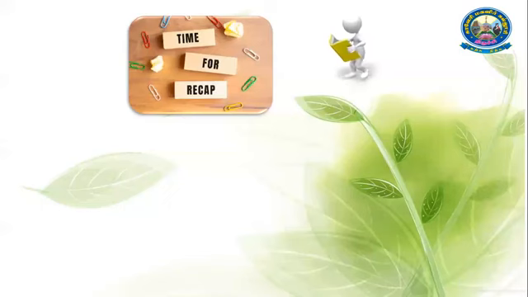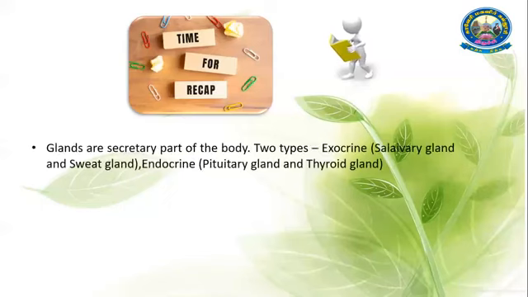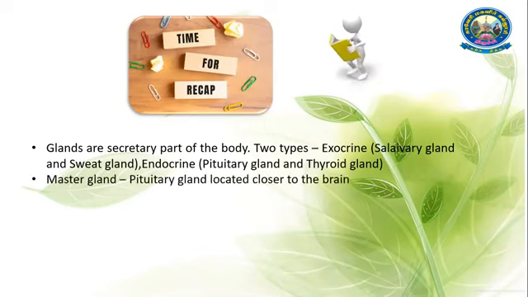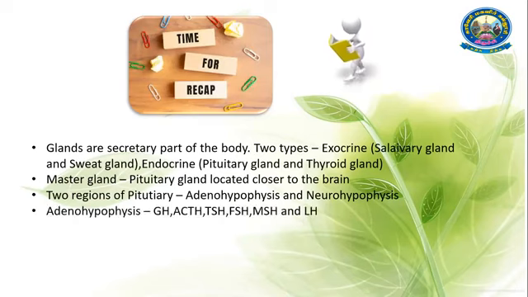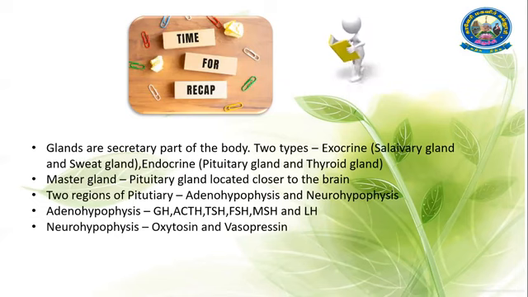It is a time for recap. Glands are of two types, exocrine and endocrine. The master gland is the pituitary gland, which is located closer to the brain. Two regions of the pituitary are adenohypophysis and neurohypophysis. Adenohypophysis secretes a number of hormones, which include growth hormone GH, ACTH, adrenocorticotrophic hormone, TSH, thyroid stimulating hormone, FSH, follicle stimulating hormone, MSH, melanocyte stimulating hormone, and LH, luteinizing hormone. The neurohypophysis secretes two important hormones: one is oxytocin, another one is vasopressin.